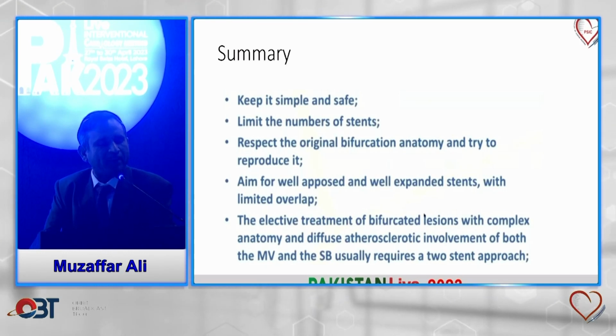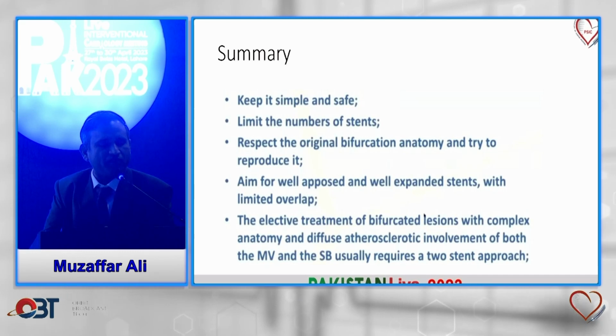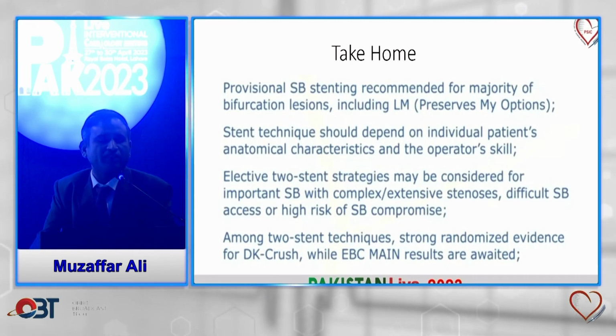Summary: keep it simple and safe, limit the number of stents, respect the original bifurcation anatomy and try to reproduce it, aim for a well apposed and well expanded stent with limited overlap. And take home: provisional side branch stenting is recommended for the majority of bifurcations including left main. Stent technique should depend on individual patient anatomical characteristics and appropriate scale. Elective two-stent strategy should be reserved only for patients who have complex anatomy. Thank you very much.